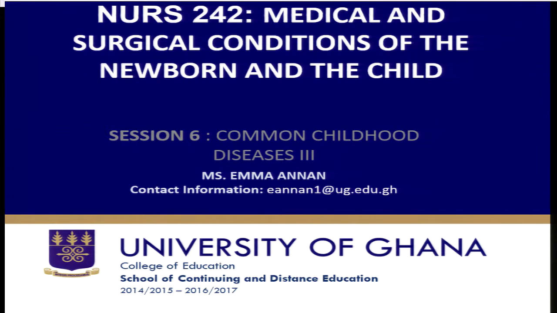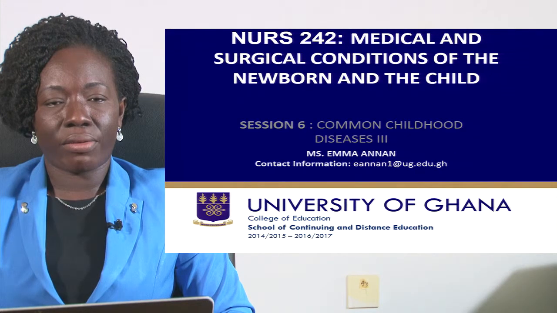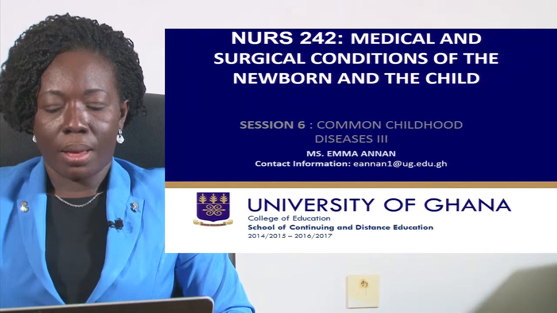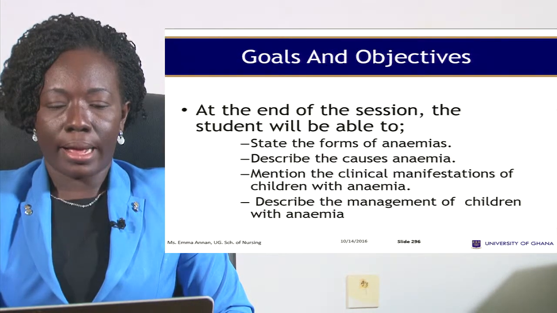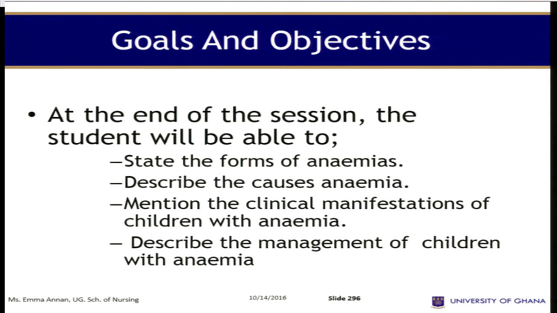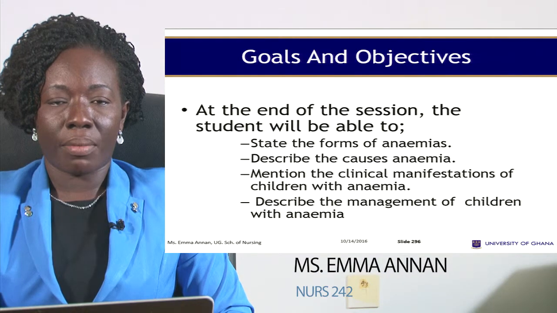Today we are going to look at session 6, still on common childhood diseases part 3, and we are going to talk about anemia. We'll look at forms of anemia, describe the causes of anemia, mention clinical manifestations of children with anemia, and describe management of children with anemia.